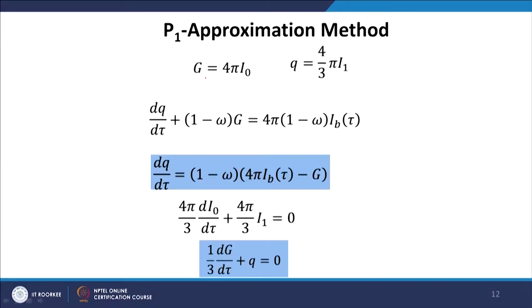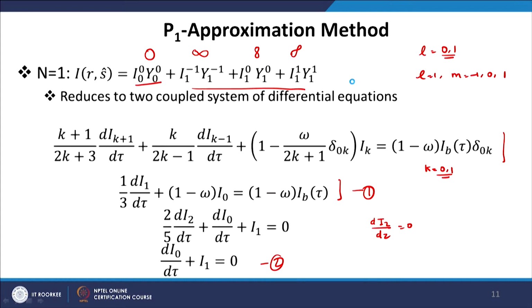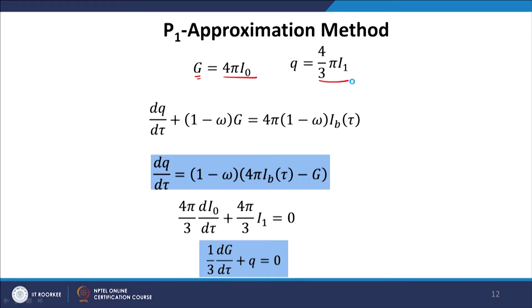We also can easily establish that the incident radiation G is related to the first term I0 as 4 pi I0, and the heat flux is related to the second term as 4/3 pi I1. So, the first equation we can replace as dq by d tau plus 1 minus omega times G is equal to 4 pi times 1 minus omega times I_b of tau, or taking the G term on the right hand side, we get dq by d tau is equal to 1 minus omega times 4 pi I_b minus G. So, this is the first equation, and we have found that for the two flux approximation also we got a similar equation.